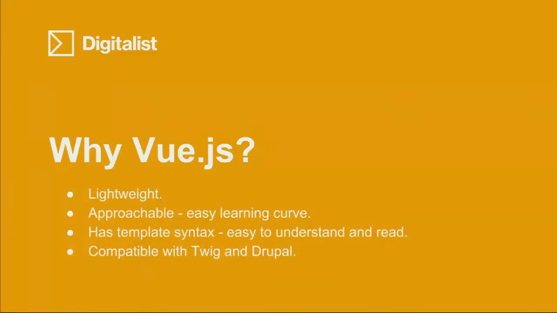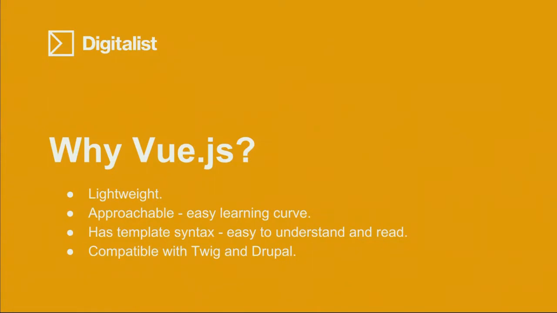And why did we choose Vue.js? Well, it's lightweight, for one. The production-ready build only weighs around 18 kilobytes. And it's approachable. It has an easy, or easy is the wrong word, but it has an easy learning curve. And what's also a good deal for us, it has template syntax. So, for example, somebody who works with Twig can very easily come into a template like this and recognize what's going on there. Easy to read and understand, yeah?